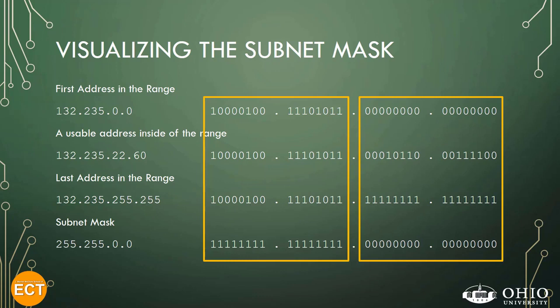The network portion, as defined by the subnet mask, remains constant for all IP addresses in the range. Each subnet contains 2 special addresses. The network address is the first address in the range and contains all zeros in the host portion of the address. The broadcast address is the last address in the range and contains all ones in the host portion of the address. These 2 addresses cannot be assigned to devices on a network.